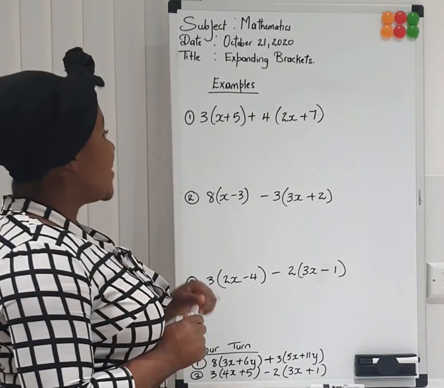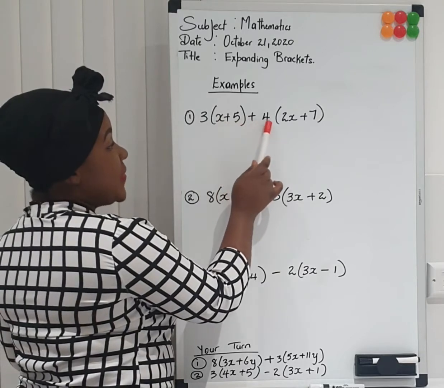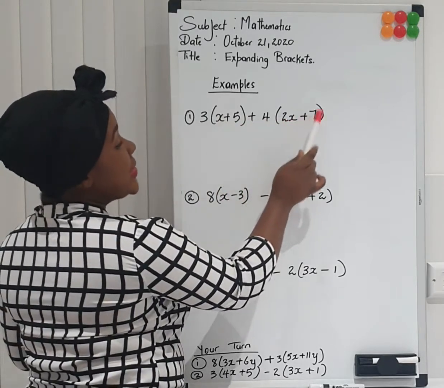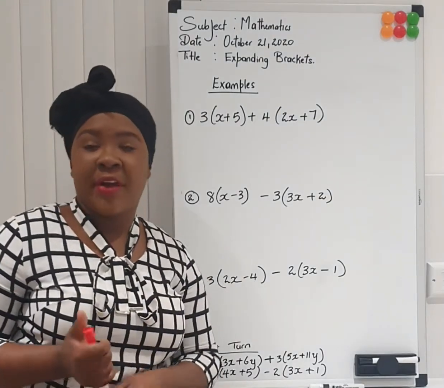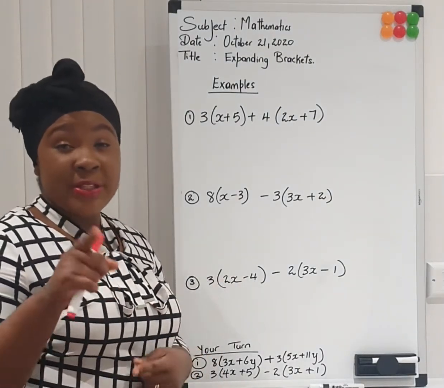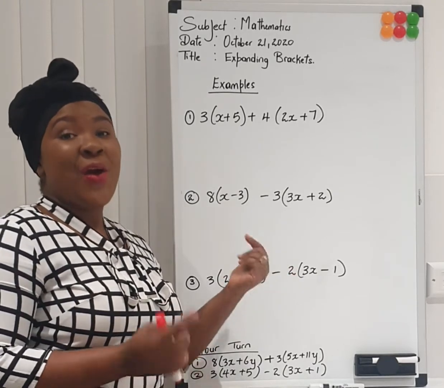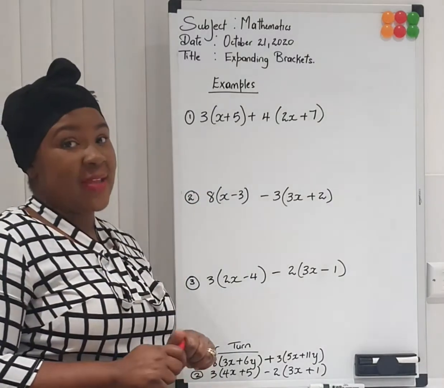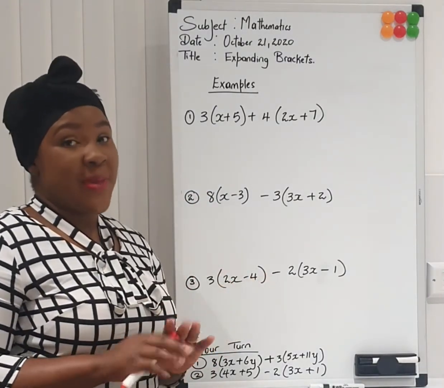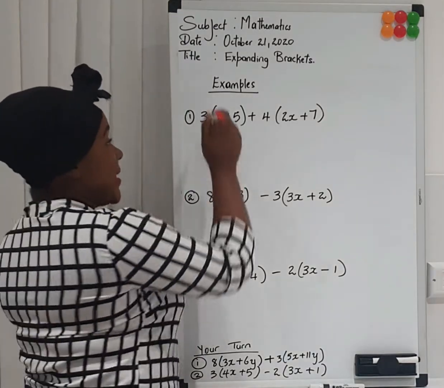Alright, and the first question we have is 3 open bracket x plus 5 close bracket plus 4 open bracket 2x plus 7 close bracket. And before we go further, if you didn't watch part 1 as yet, go on over, watch part 1 and then come back to part 2 so you can get the full understanding of the basic steps. Alright? So we're going to go ahead and expand.